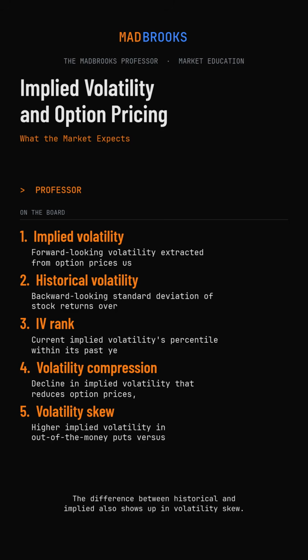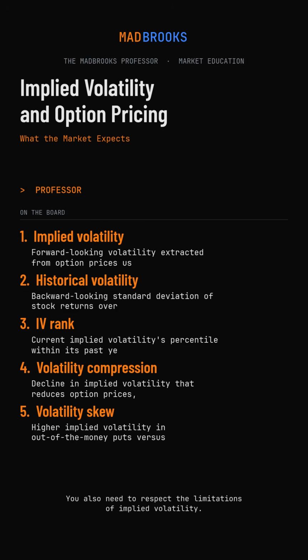The difference between historical and implied also shows up in volatility skew. Out-of-the-money puts often carry higher implied volatility than at-the-money options or out-of-the-money calls. This skew reflects demand for downside protection. Investors fear crashes more than they fear missing rallies, so put premiums embed that fear. When you see skew, you're seeing implied volatility's role as a sentiment gauge, not just a pricing input.